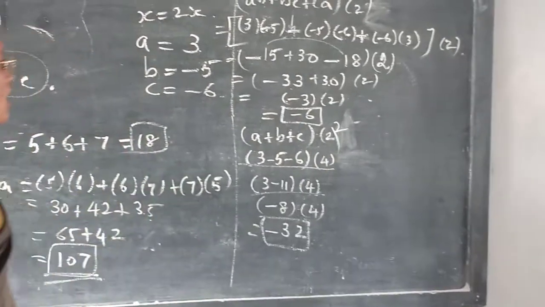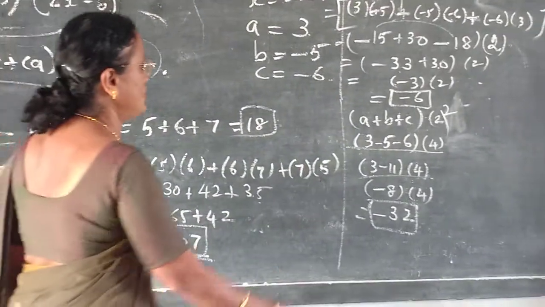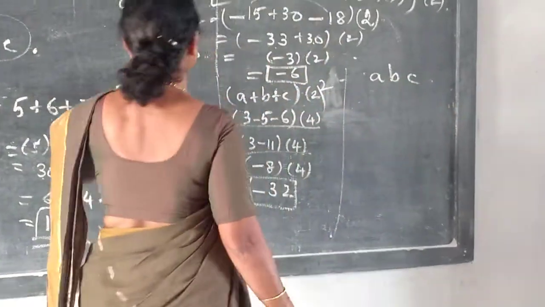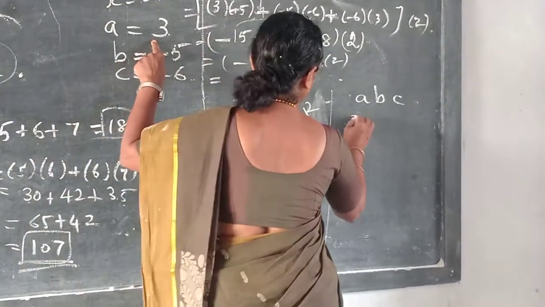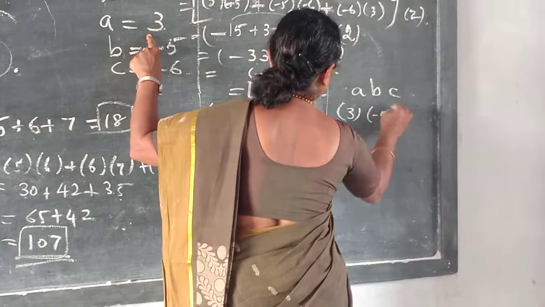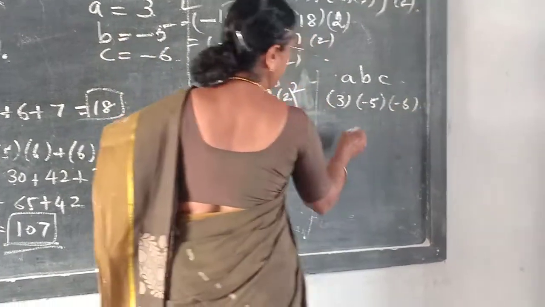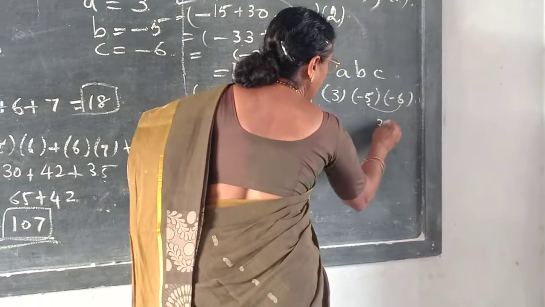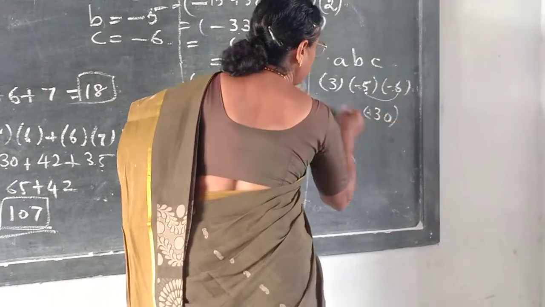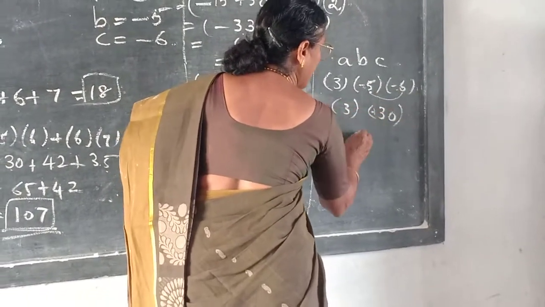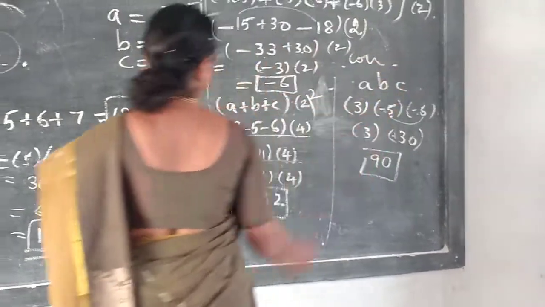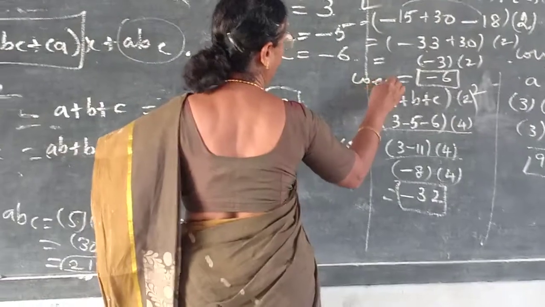Next one is what? Constant. What is it? abc. What is a? 3. No? Minus 5. Minus 6. So this is easy. 5, 6 are? 30. Minus into minus? Plus. 3, 3 are? 9. 90. Constant term. Understand?